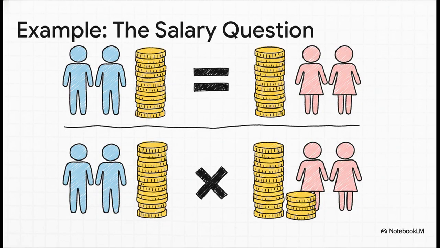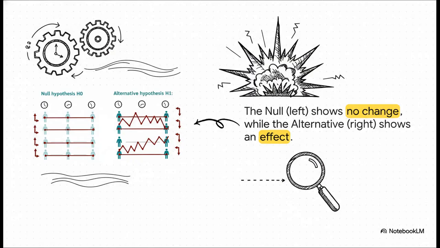Let's make it concrete. Say you're looking into whether there's a gender pay gap. The null hypothesis would state that, nope, on average, the salary of men and women does not differ. The alternative hypothesis, which is probably what you're interested in testing, would say, yes, their salaries do differ. Your job as the researcher is to collect the data and see if you have enough evidence to confidently reject that no difference claim.